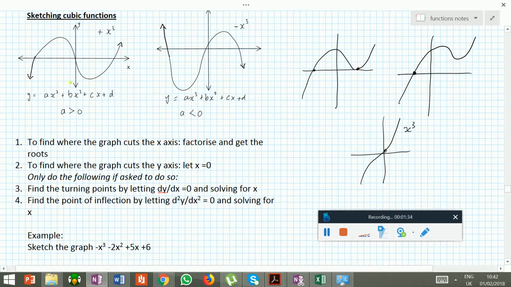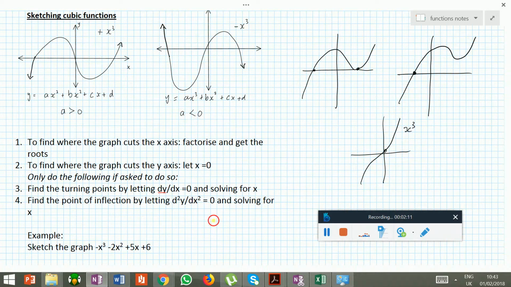So if we're going to sketch something like this, we're going to find where the graph cuts the x-axis, and to do that you factorize and get the roots. So these will be the roots there, there, and there. To find where the graph cuts the y-axis, we let x equal 0. Now, you can do the following if you're asked to do so, but for normal sketching we don't bother with the following. But what you can do is find the turning points by letting dy/dx equal 0 and solve for x. And then you can find the point of inflection by letting d squared y/dx squared equal 0 and solving for x again. But again, we don't bother with points 3 and 4 unless asked to do so.